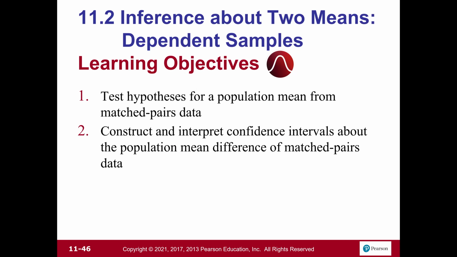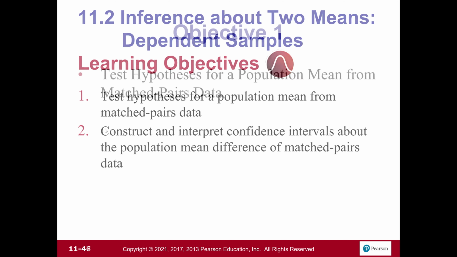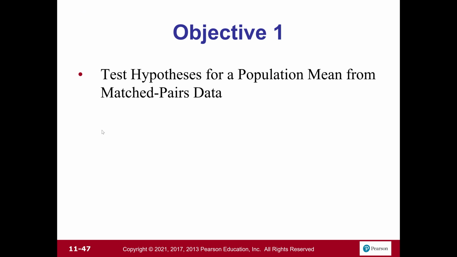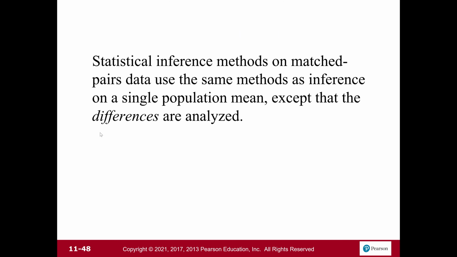So in this section, we're going to be looking at the inferences about two means from a population. Instead of two proportions, now we're going to focus in on the two means. And so in the first objective, we're going to look at testing a hypothesis from matched pairs of data.